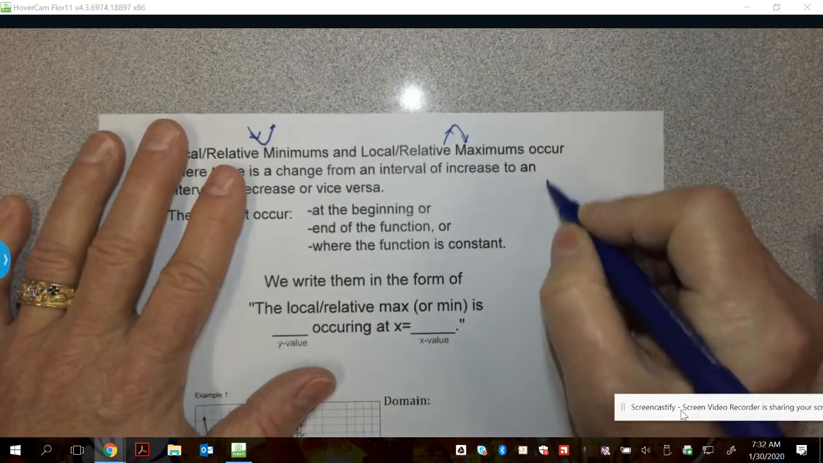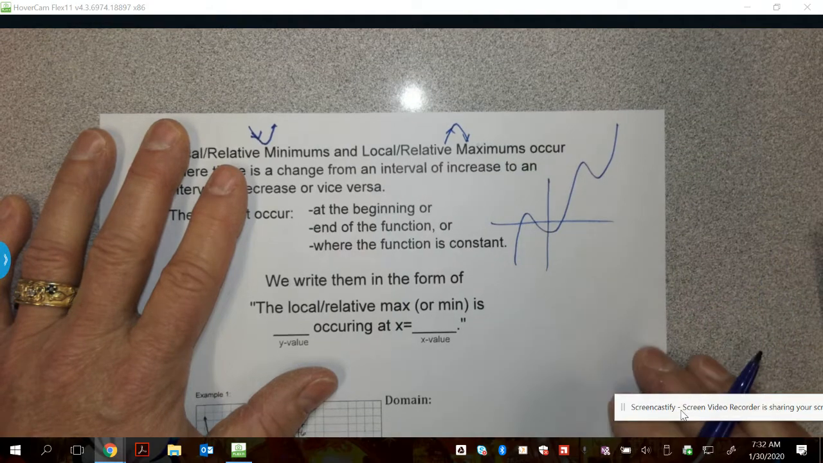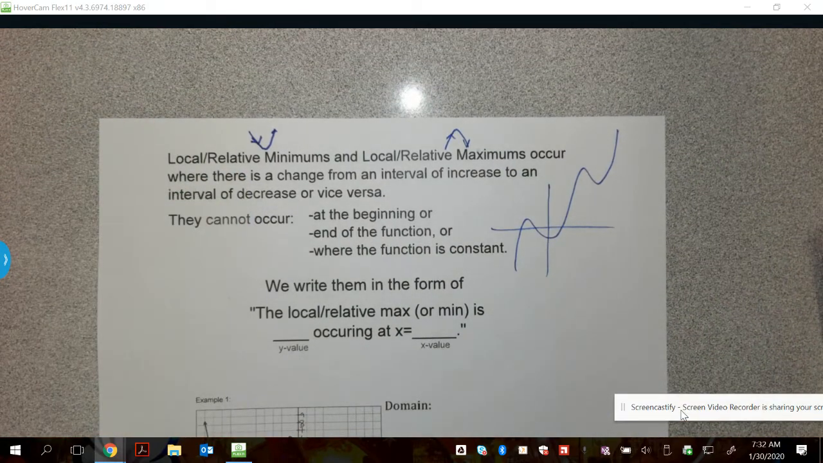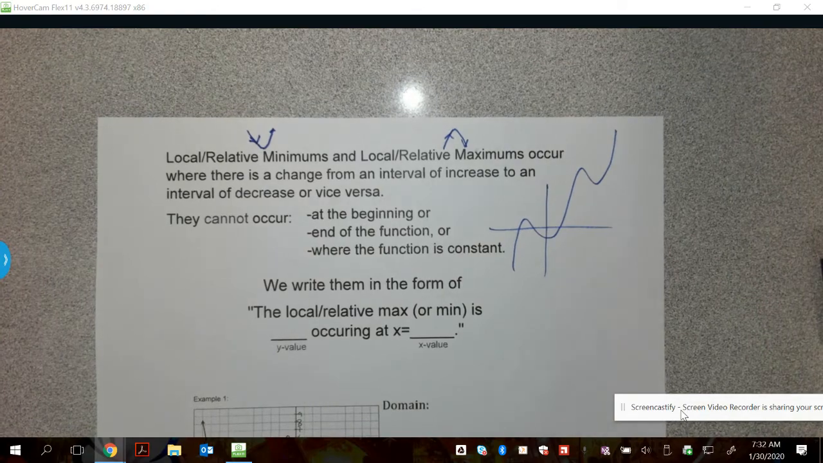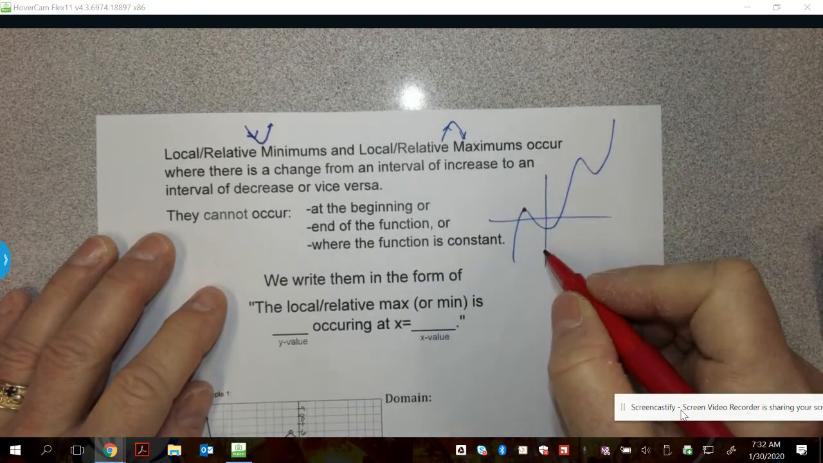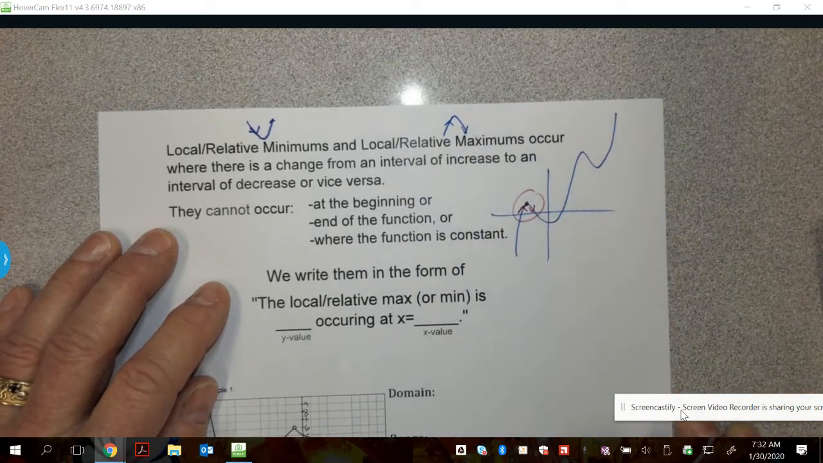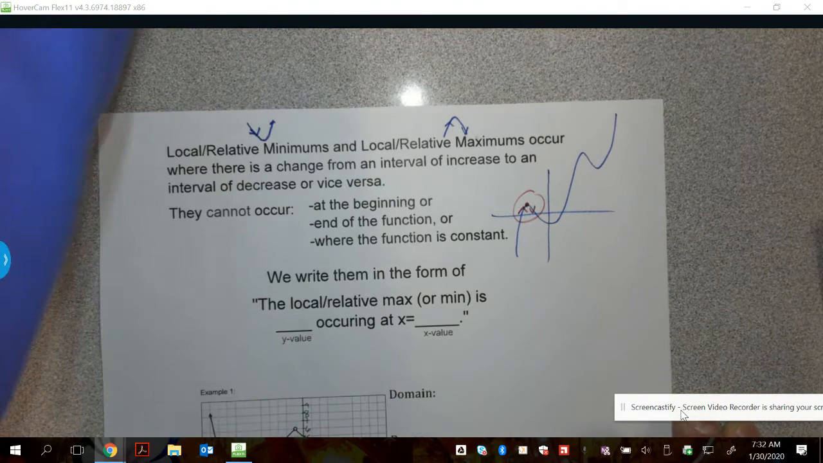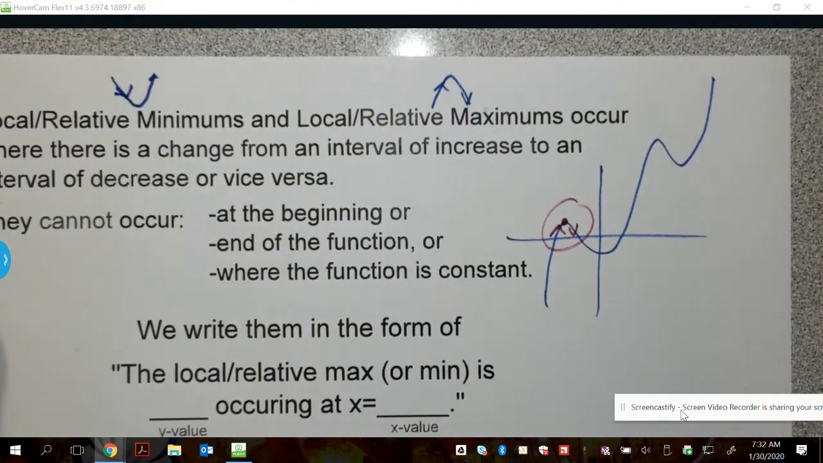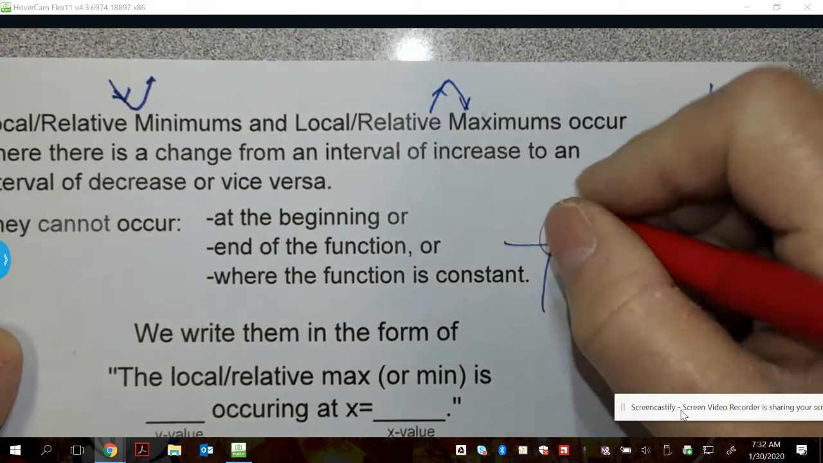Because I might have a graph like this, where it does this, right? And if it does something like that, if we go to points, like right here, just in this general vicinity, did it go up and then go down right here? So what is that point? It's a relative maximum. Is it the absolute maximum? No, because is there a higher point? So this is a relative max.